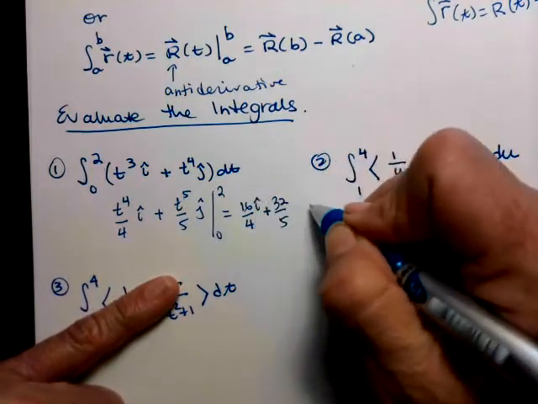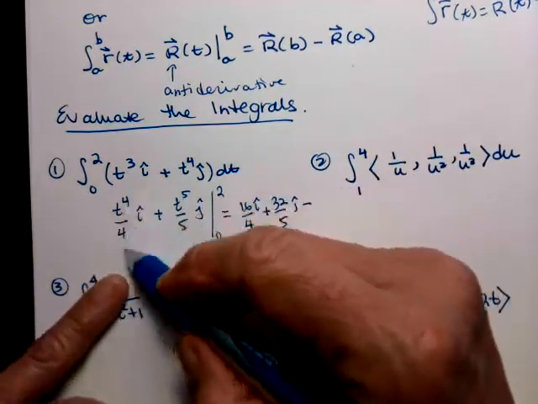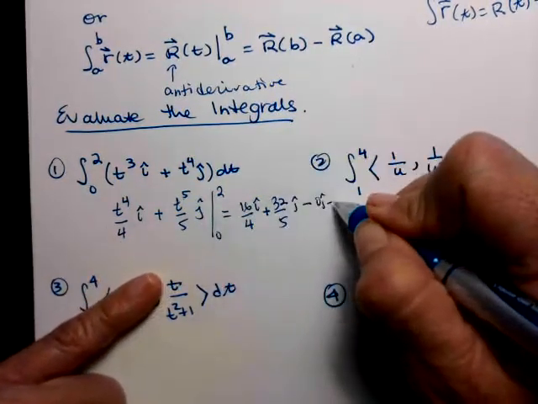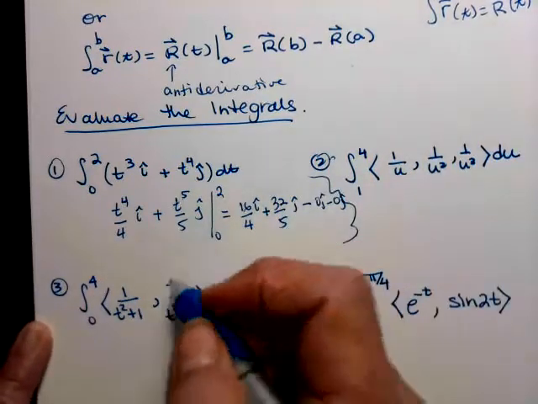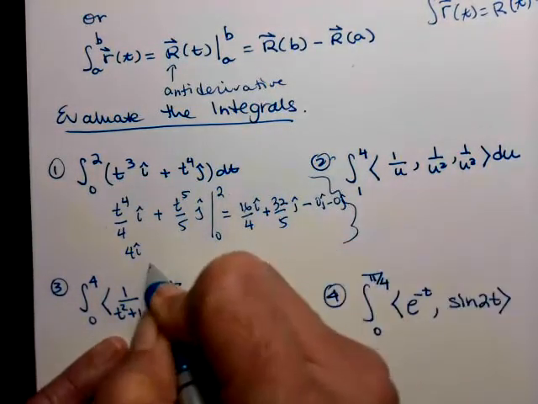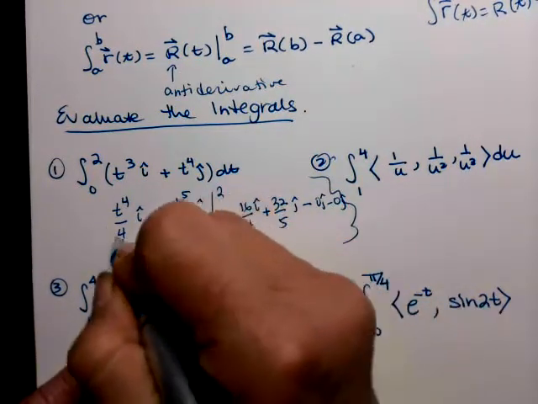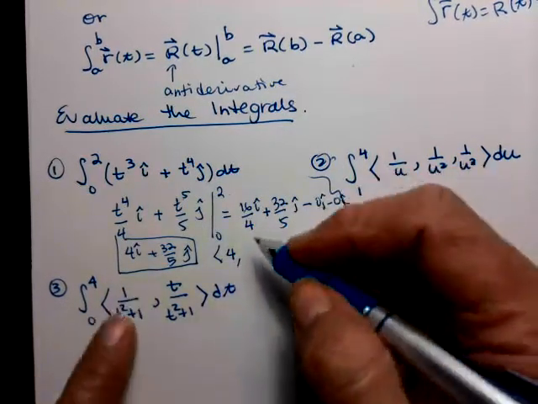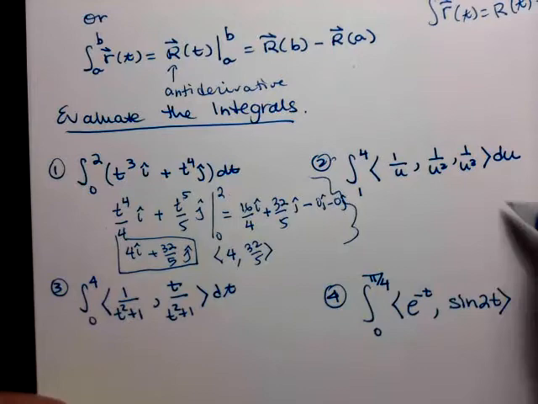Oh, and that was i hat. I need to put my vectors on there. And then minus, so plugging in 0, I have 0 in the i hat direction and 0 in the j hat direction. So those aren't going to contribute. So the answer here is just going to be 4 i hat plus 32 fifths j hat. And you could write that with the vectors as well, right? With the angle bracket, so 4 comma 32 fifths. Totally fine, either way.